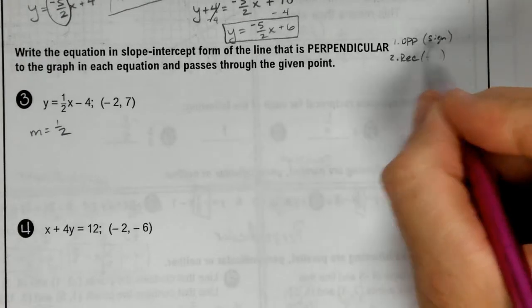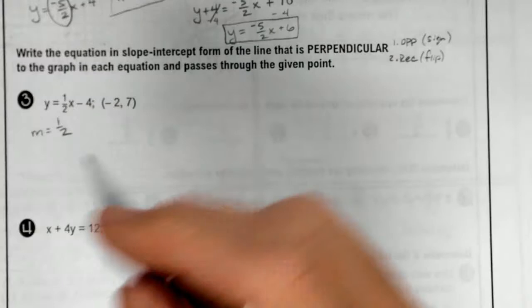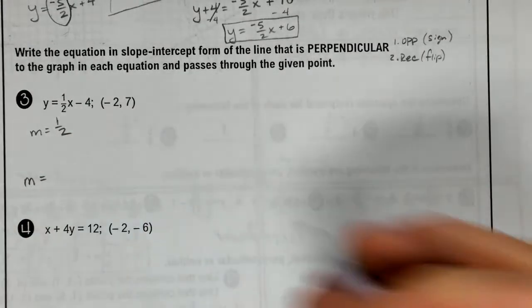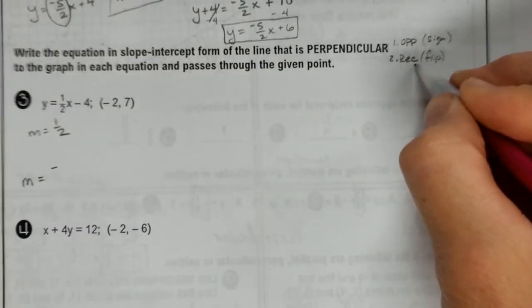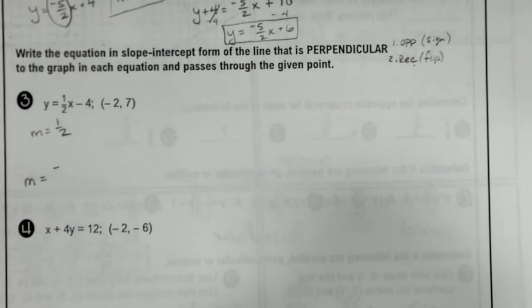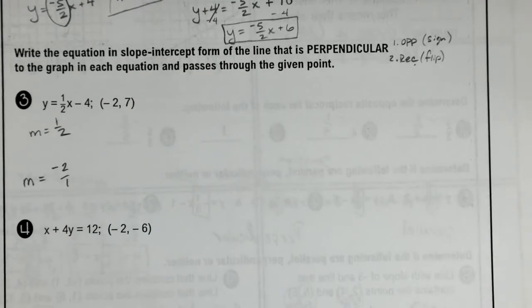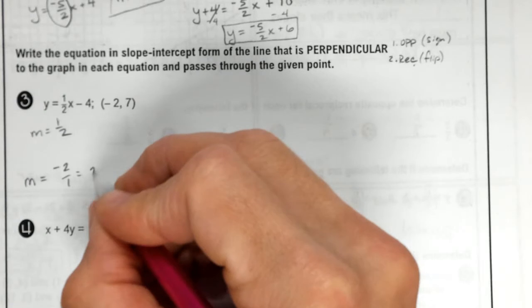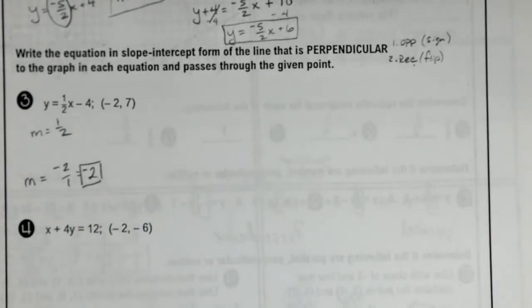So the first operation, I need to change the sign. Right now it's a positive. Change the sign means I need to make it a negative. So my new m is going to be a negative, and then I need to do one more step, right? It's two steps. I change the sign, and I flip the fraction. So it was 1 over 2, now it becomes 2 over 1. Negative 2 over 1, I can just reduce to negative 2. All right, so the new slope that I'm going to plug in place of m is negative 2.